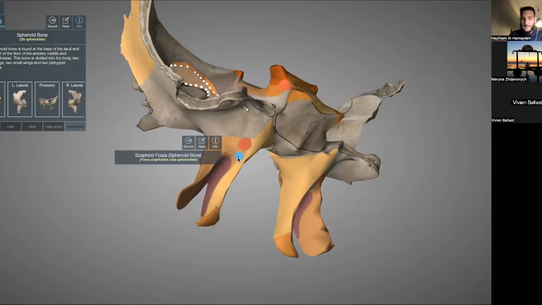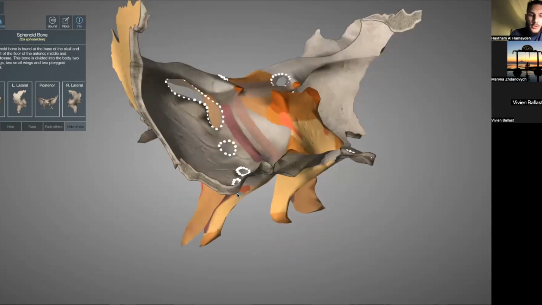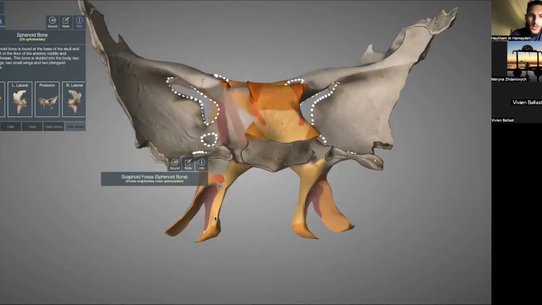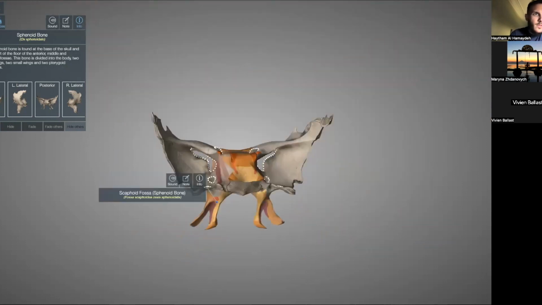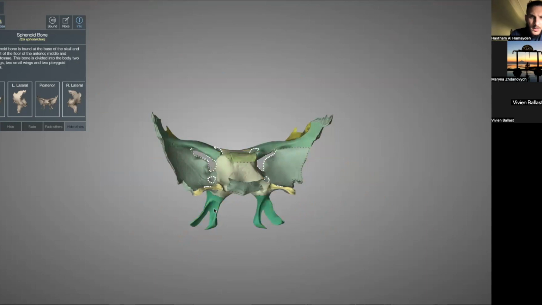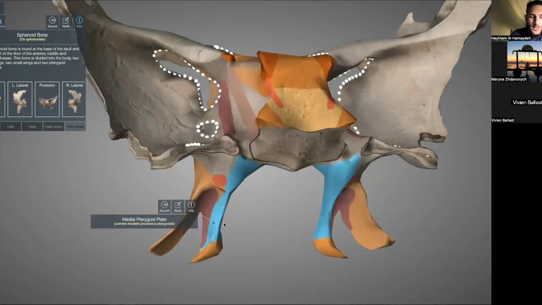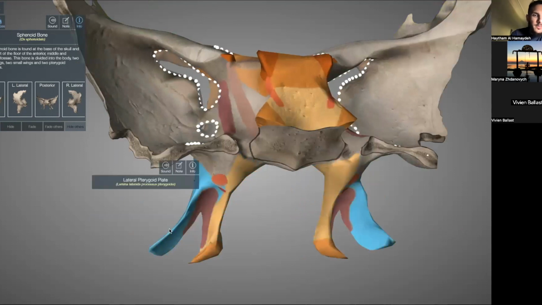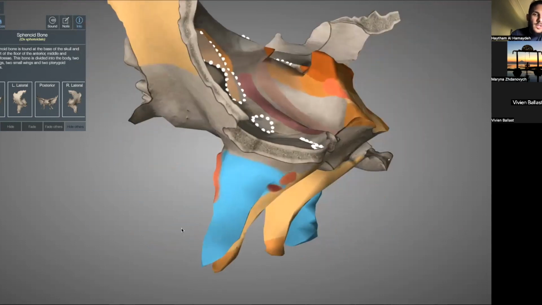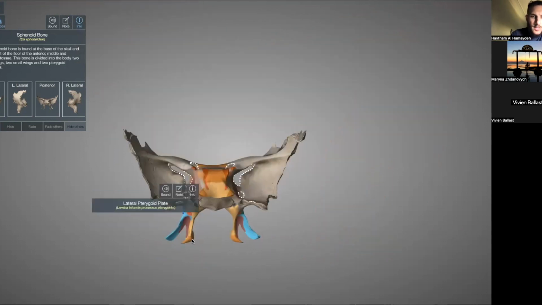One question about that. Next to the pterygoid fossa, there's a lateral and medial plate or lamina? You mean these ones? Yes, which is which? So you have the medial pterygoid plate, and then you have the lateral pterygoid plate. Okay, so I was right. Yeah, I thought it would be like that, but I wasn't sure.